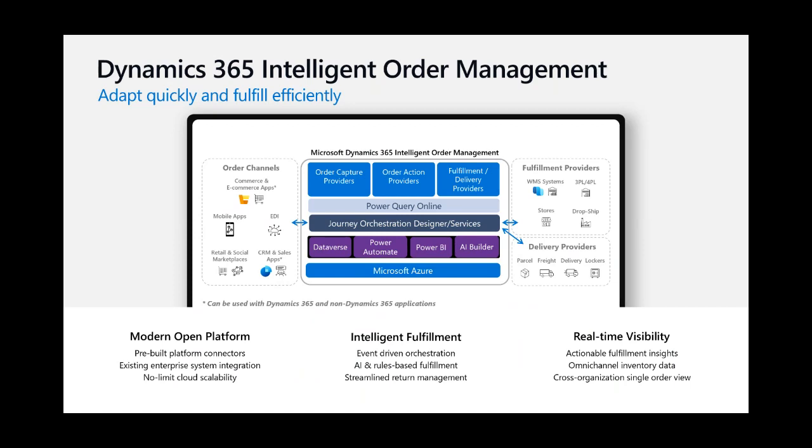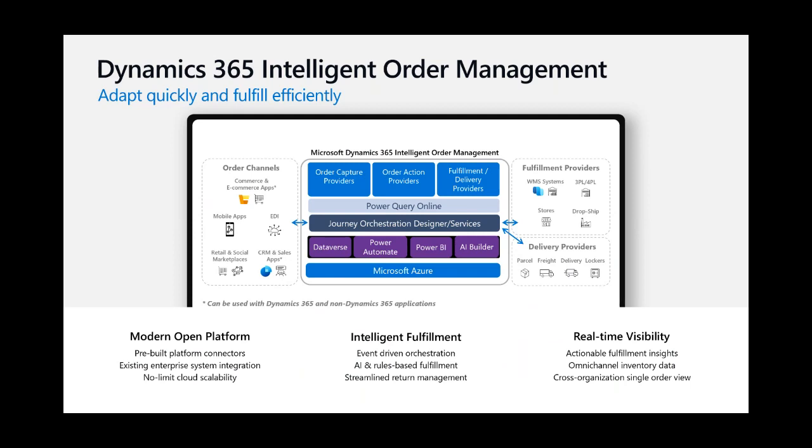Intelligent Order Management just got launched in public preview and will be available in GA soon. As part of that, the intelligent fulfillment component, distributed order management, is available as well. So let's look at a little bit about Intelligent Order Management. It orchestrates your order journey right the way from the order channels all the way to the fulfillment providers and delivery providers. It's built on top of Power Platform, which is built on Microsoft Azure. It uses the Dataverse data model. Orchestration is built using Power Automate, and it has analytics and reporting using Power BI and AI Builder models to do anomaly detection and other things.